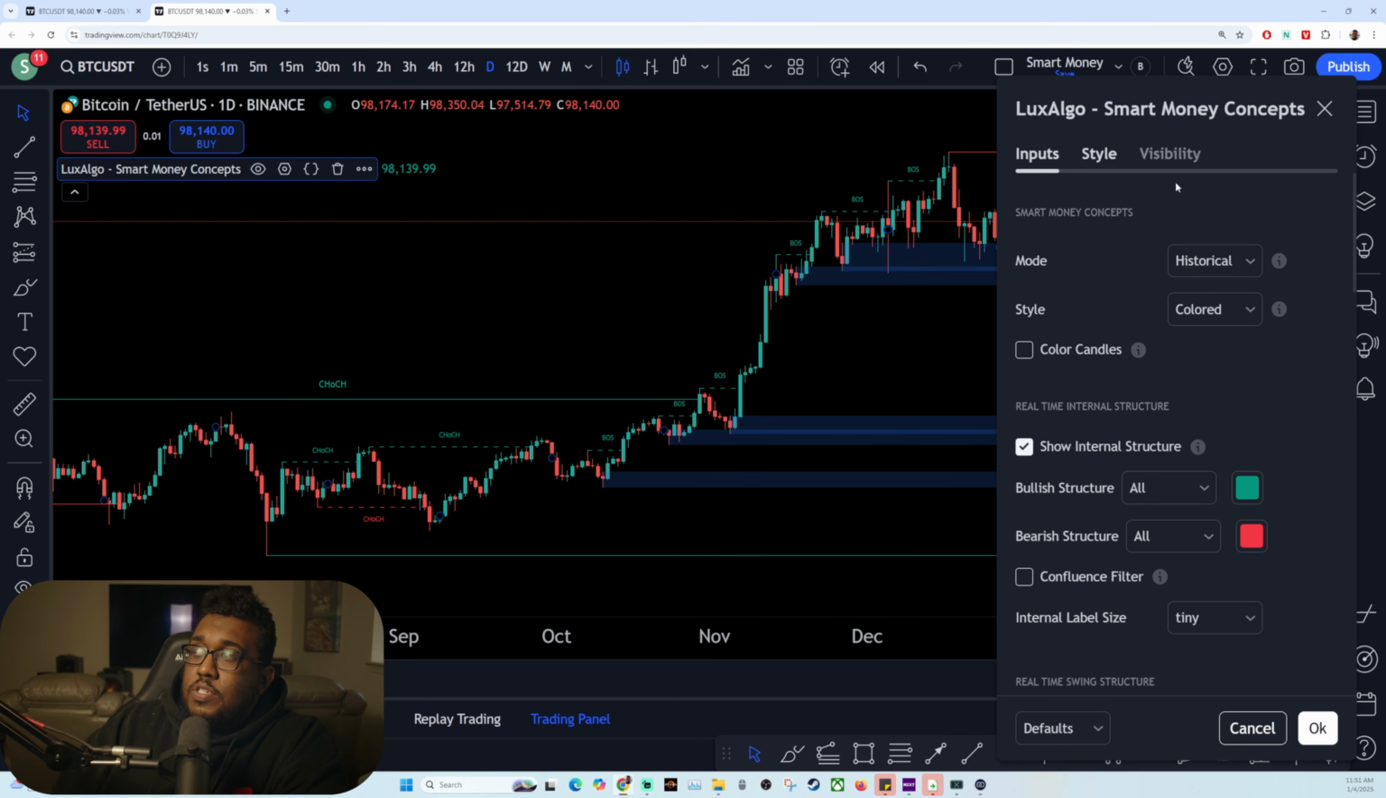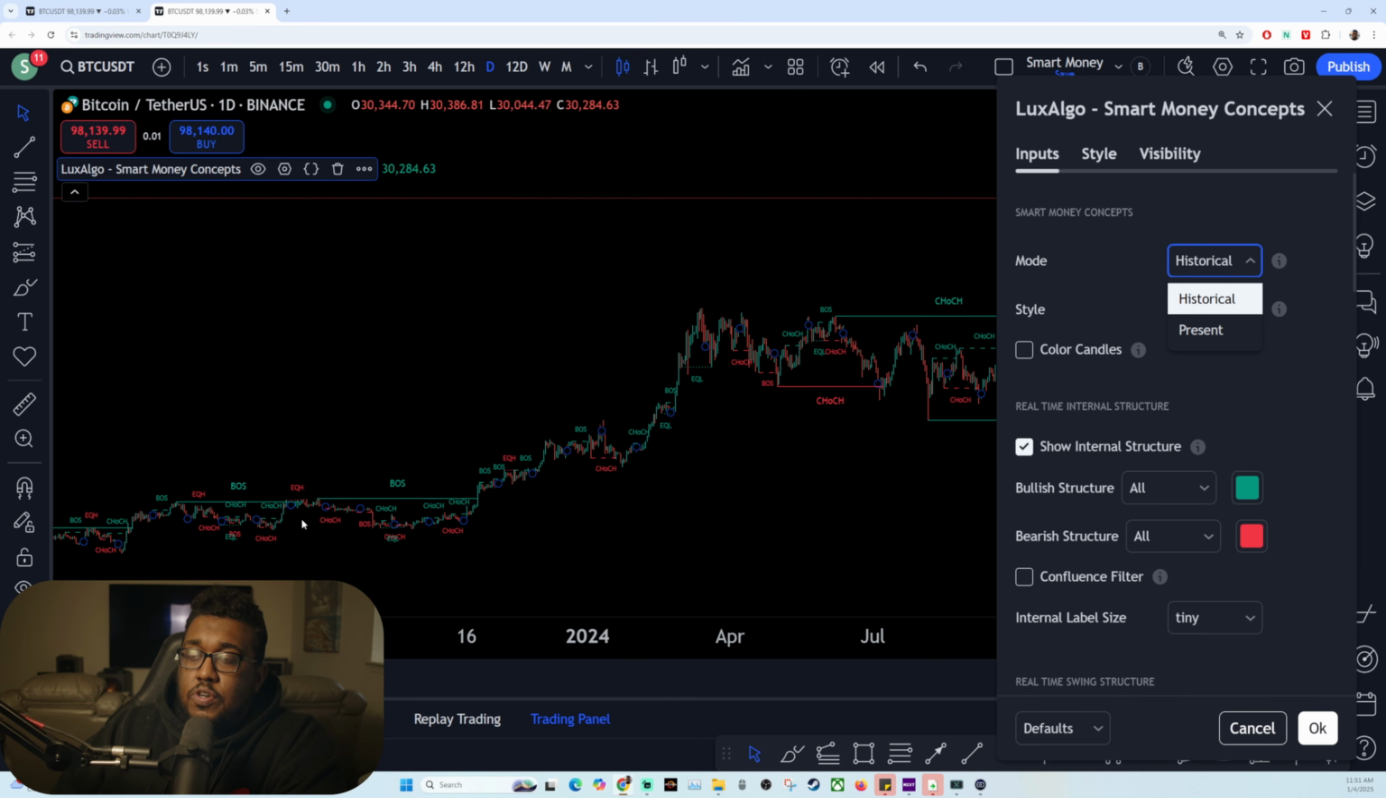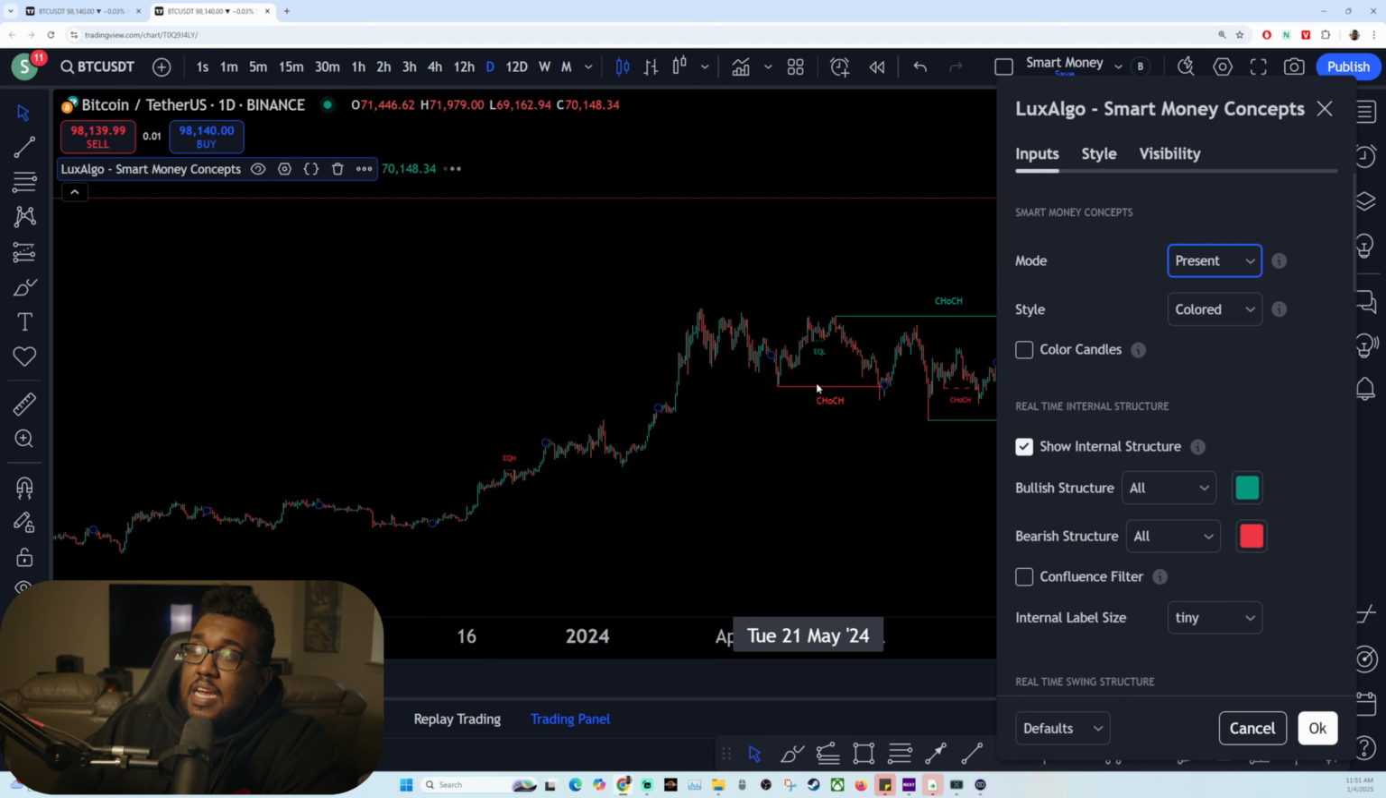You have two modes here. One is going to be historical. The other one is going to be present. Historical basically means that we can see all of the previous change of characters, break of structures, equal highs and lows. We can see all of it from the past. If you guys go to present, it's only going to show you guys the most recent ones.